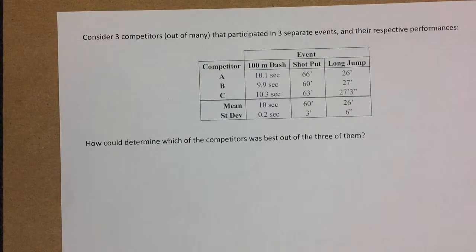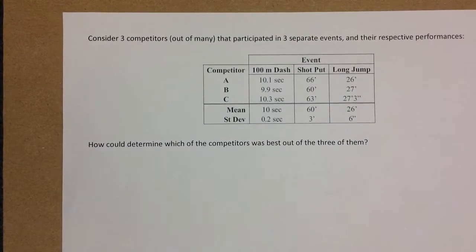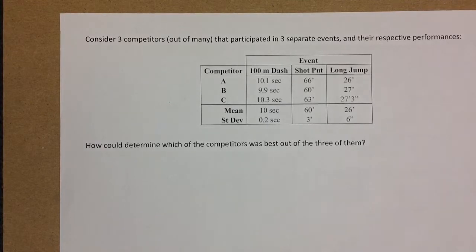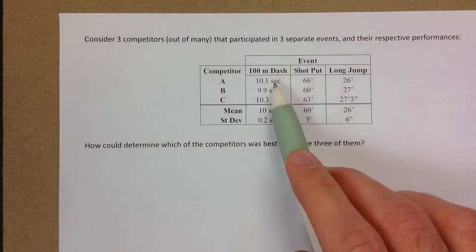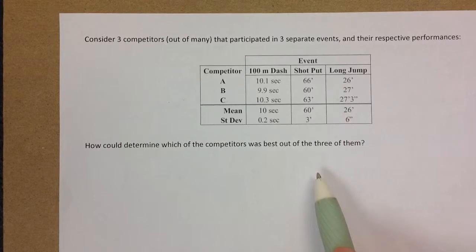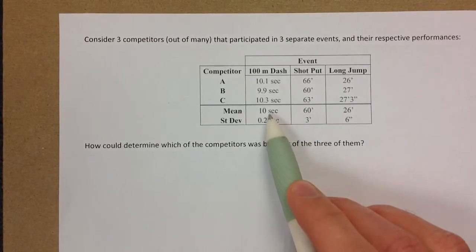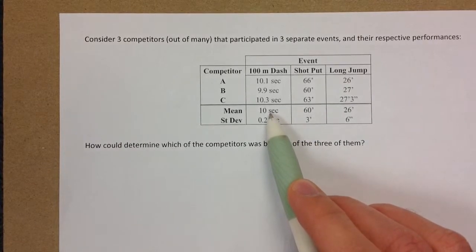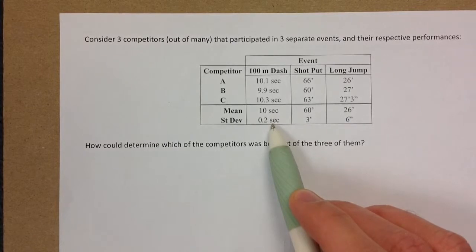We're going to come up with a new method here called the z-score, the standardized score. And it's going to involve the mean and the standard deviation. So we have 3 imaginary competitors. They're all competing in these 3 different events, the 100-meter dash, the shot put, and the long jump. And we're told the mean of everybody and the standard deviation of everybody.